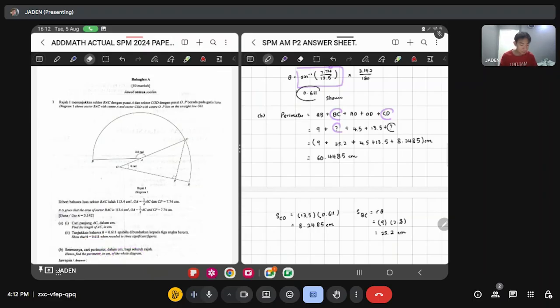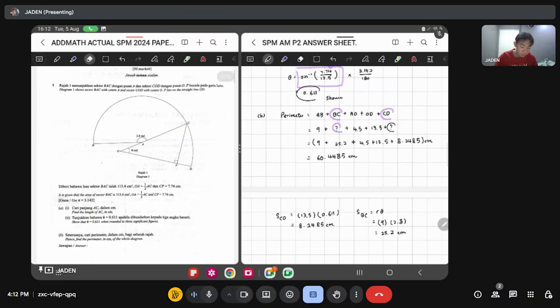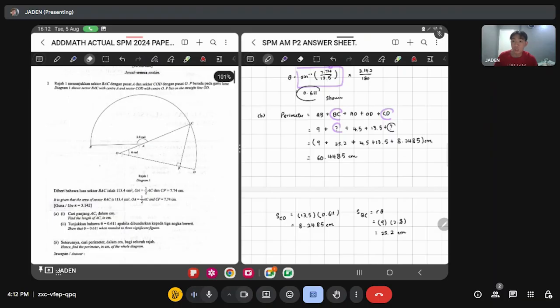So there will be another 3 marks. So for the first part A is 4 marks. The part B is going to be 3 marks. In total, 7 marks for the first question. This is Form 5 Chapter 1 Circular Measure.